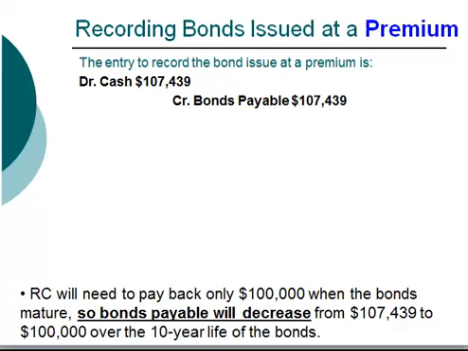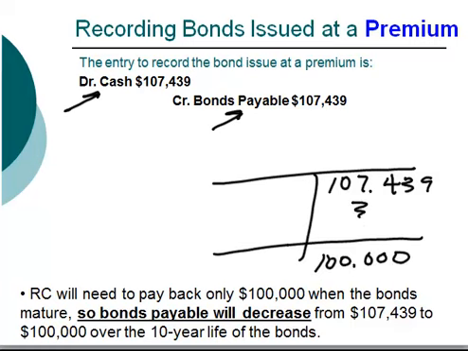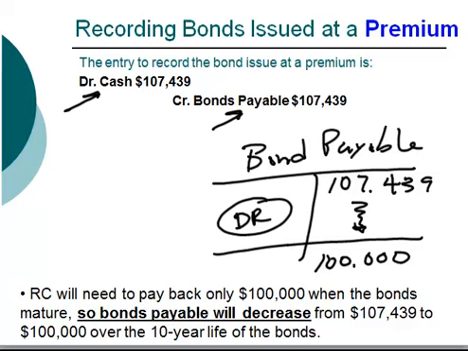The entry to record the bond, debit the cash proceeds received, and credit the bond payable. But in this case, the amount is greater than the amount that we will have to repay ultimately. Our amortization in this case will reflect a decline in the account value. We will record those declines with debits to the bond payable account. Let's look at an example.